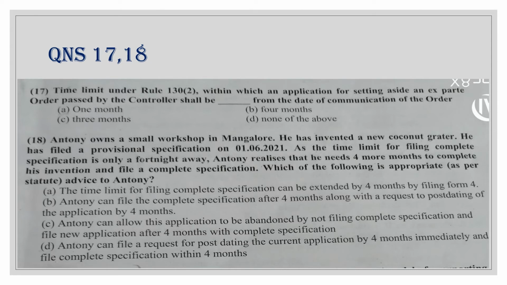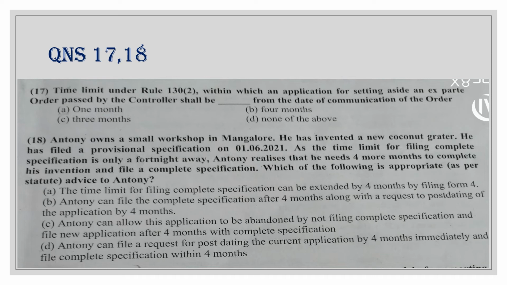Question number 17 says, the time limit under Rule 130 Subrule 2, within which an application for setting aside an ex parte order passed by the controller shall be dash from the date of communication of the order. The options are 1 month, 4 months, 3 months, none of the above. So the correct answer is option A, that is 1 month. And for this, I will go to rule number 130 first.